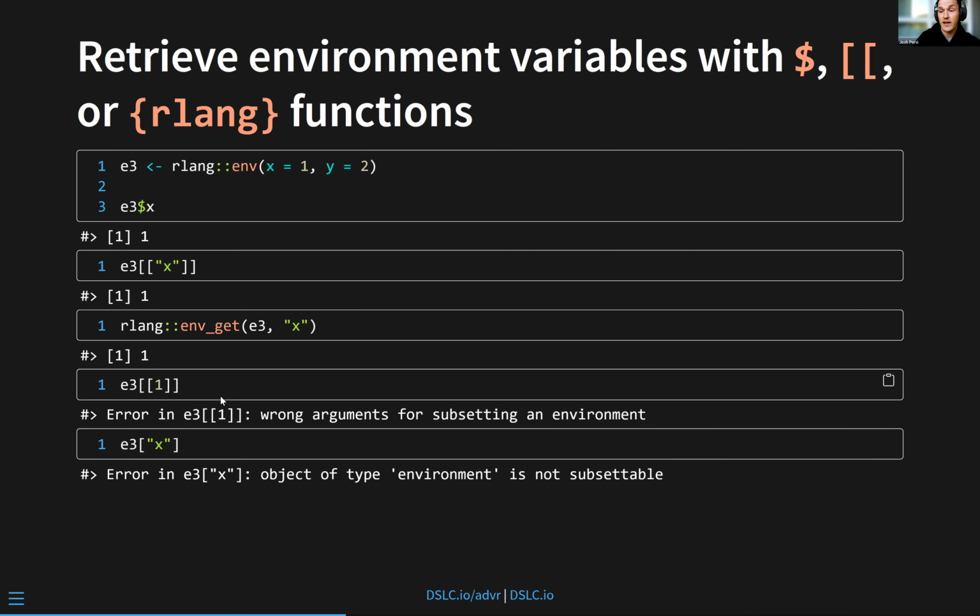because unlike lists, environments do not have an inherent order. So it doesn't know what the first object in the environment is, so it can't return it. And you cannot use a single bracket notation. So if you want to do this, use the double brackets. Don't use the single brackets.